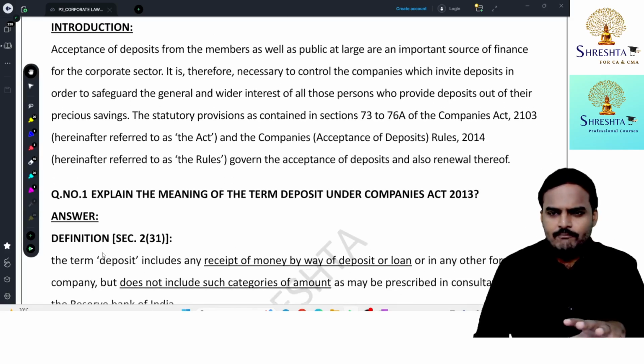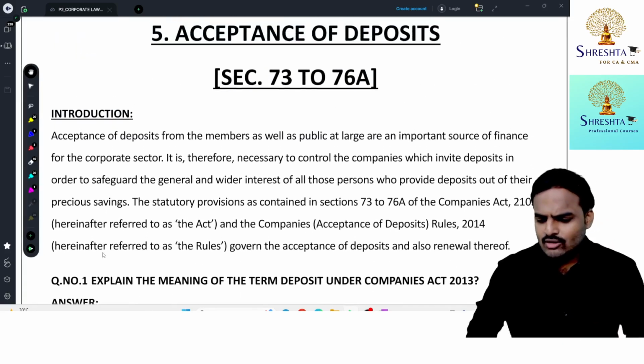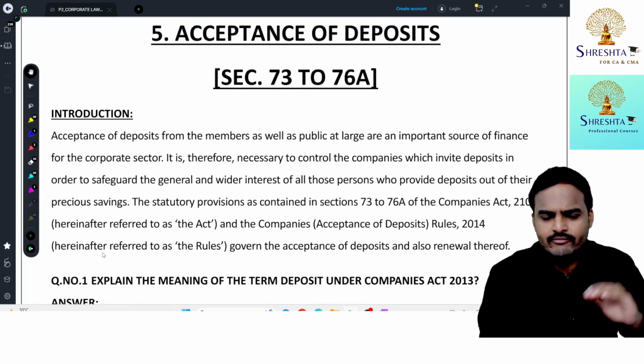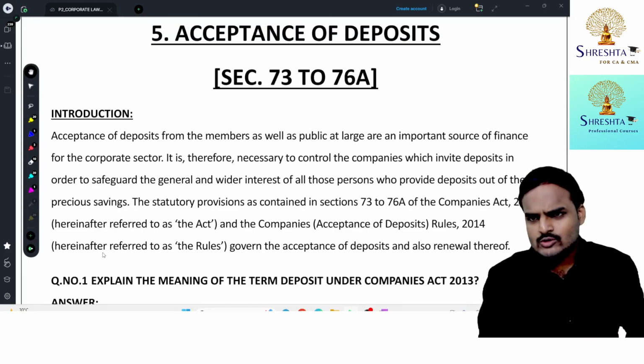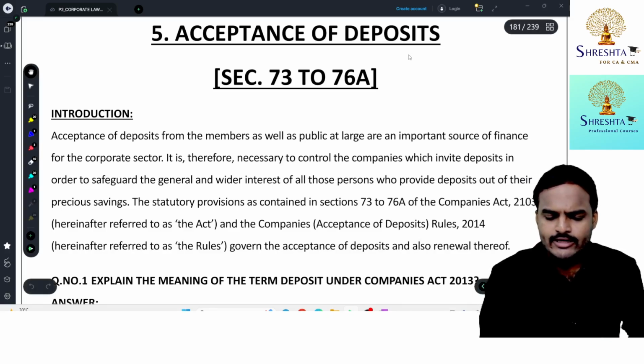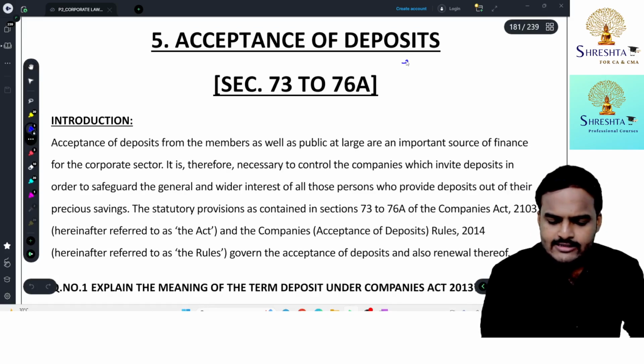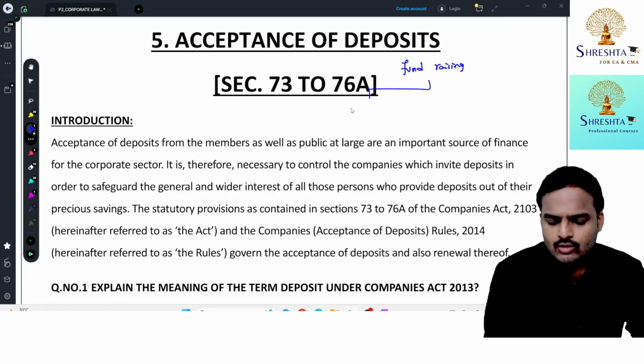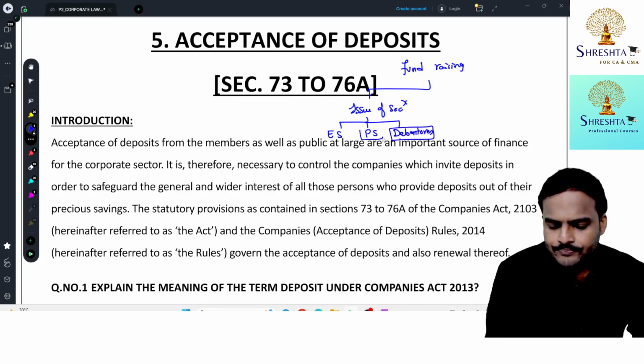See, for a company to carry on business operations, it can raise funds through various sources. For example, the first one is issue of securities. The company can issue equity shares, preference shares, and debentures. By issuing these securities, the company can raise funds.